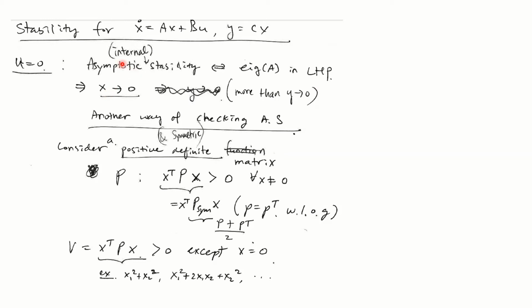This is called internal stability because normally x is hidden in the input-output relationship. Y is something you see, but x is normally hidden in the block.